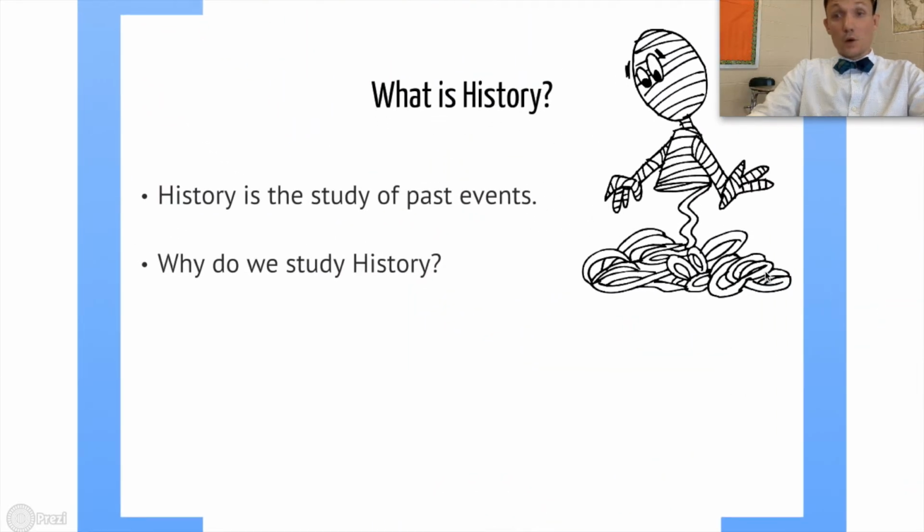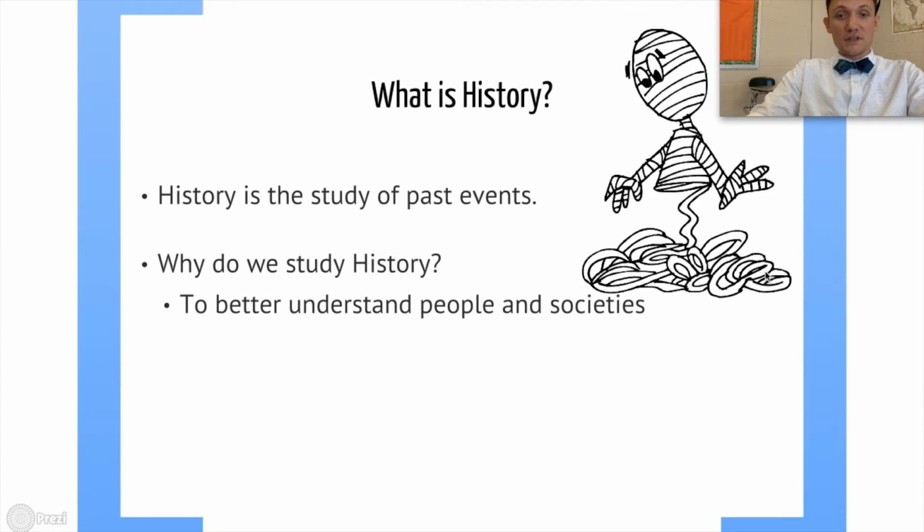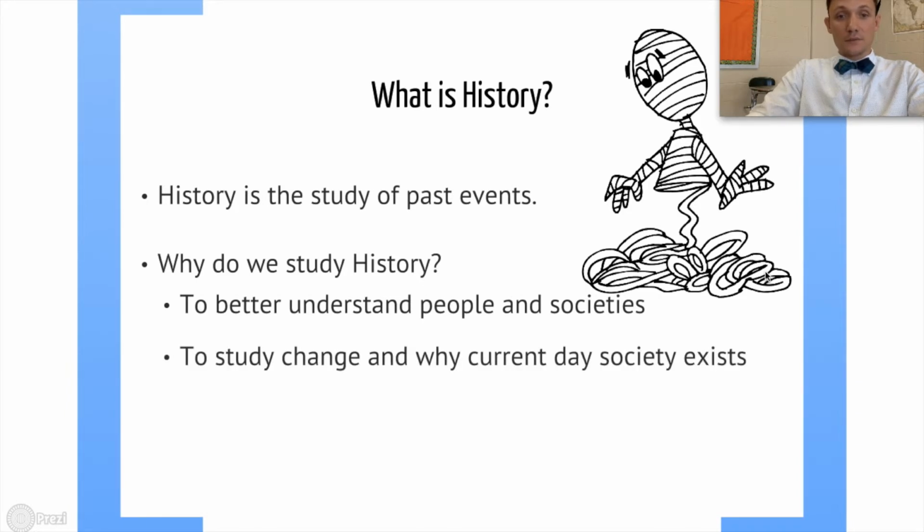Alright, so first of all, what is history? History is the study of past events. This is something basic that most of us already know about. But the better question is why do we study history? Now the first reason is to better understand people and societies. For us as historians to grasp why civilizations exist and the reasons why their culture exists the way that it does, we use history as our tool to figure all this stuff out.